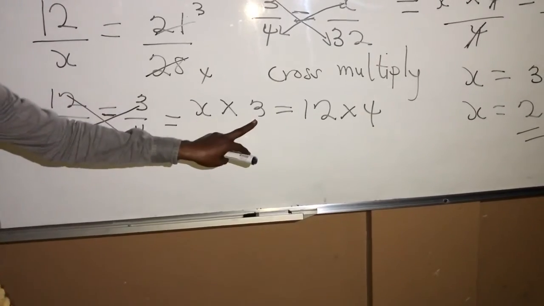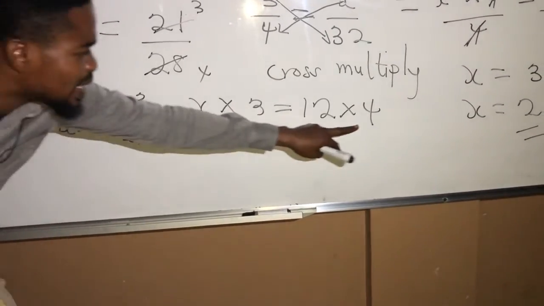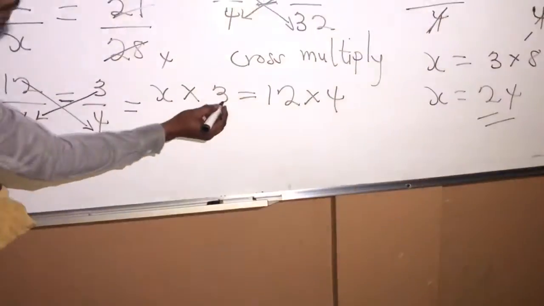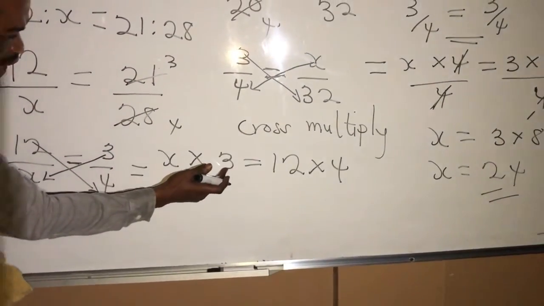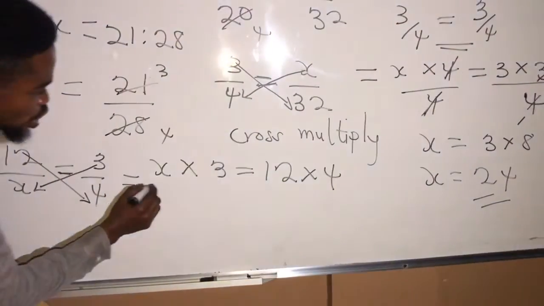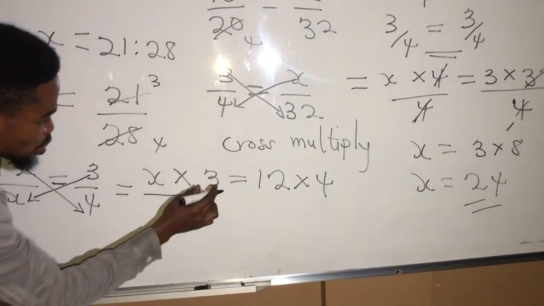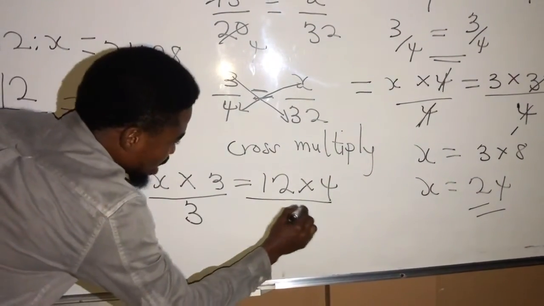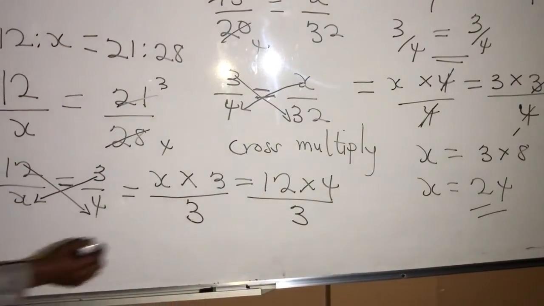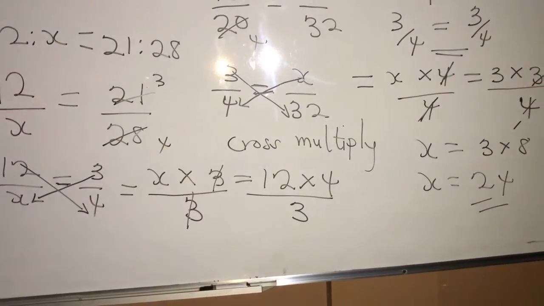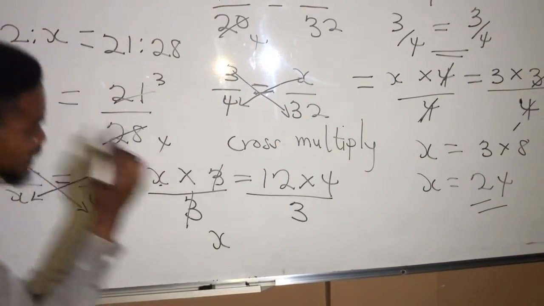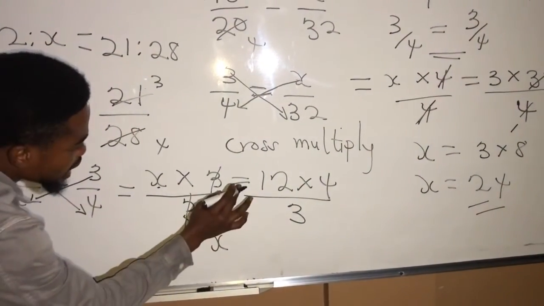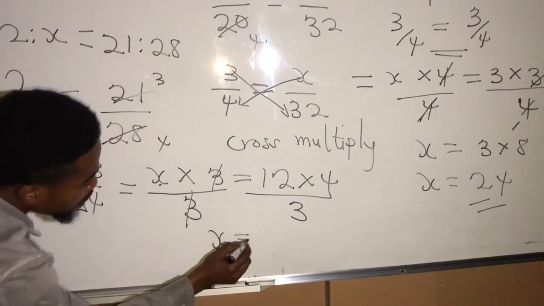I told you earlier that anytime you see something like this, you look for a number that is closer to x, which is 3. 3 is closer to x. So you divide both sides by this 3. Alright? And then 3 cancels 3. What is left here is x. Then you step the x out, and you bring the equal to sign here.